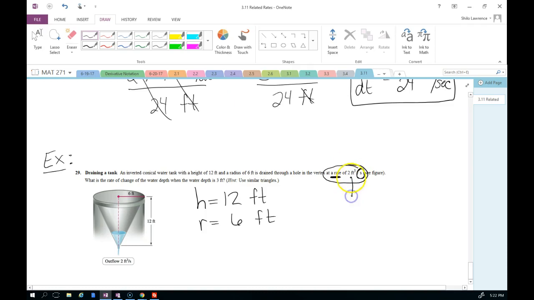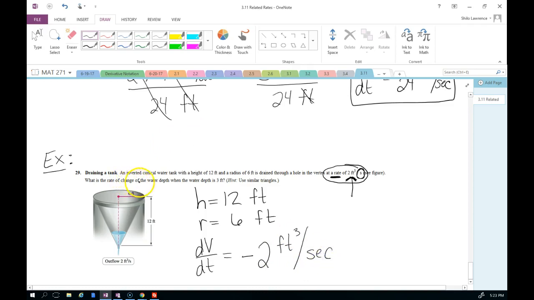And the key is to look at the unit in the numerator. So what is measured in cubic feet? So think about what you can measure in cubic feet. Volume gets measured in cubic feet. So dV dt is, volume is leaving the tank at 2 cubic feet per second. So we could say -2 feet cubed per second.